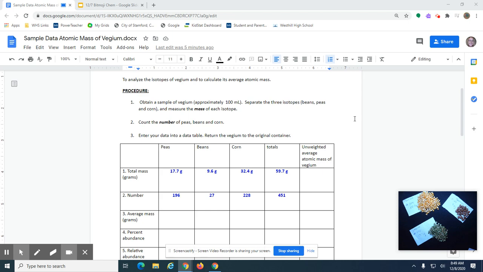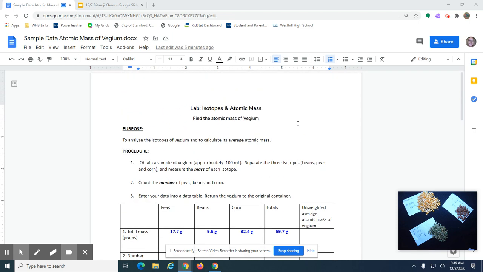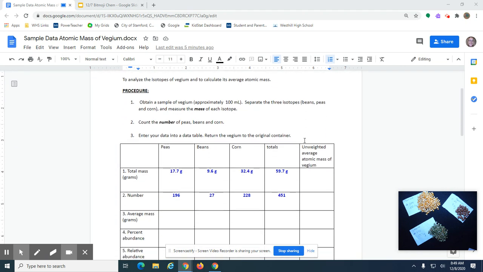Good morning, everyone. We are going to do the lab isotopes and atomic mass, and we are going to find the average atomic mass of vegium, which is a fictitious element, obviously. And using the three isotopes of vegium, we are going to be able to calculate that average atomic mass. And if you look in the little window on the side, the bottom of the screen, you'll see the three isotopes of vegium, the total sample.